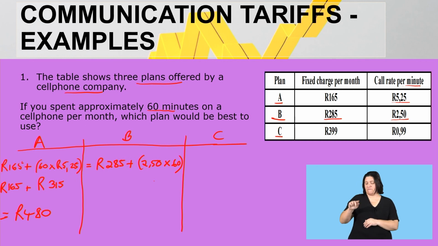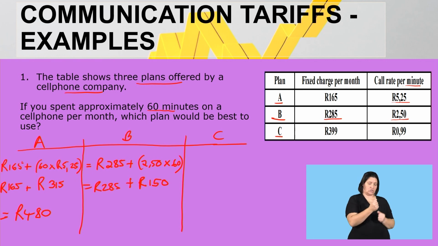So 250 multiplied by 60 equals. If I simplify this part here, I get an answer of 150 Rand. Right, so I'm going to add it to my fixed cost of 285 Rand. So in this case, if I go on plan B, that will amount to 435 Rand. Okay, I hope so far all is still clear.